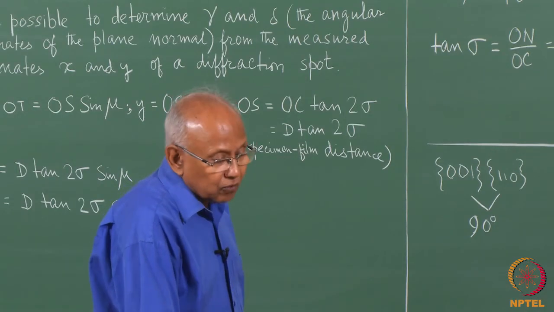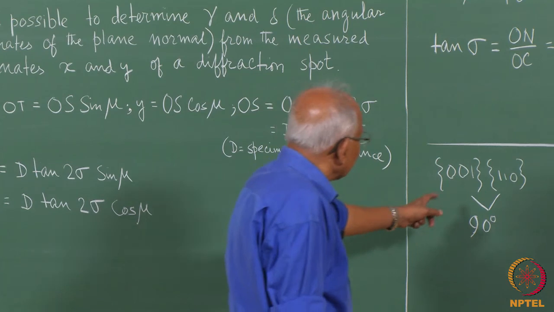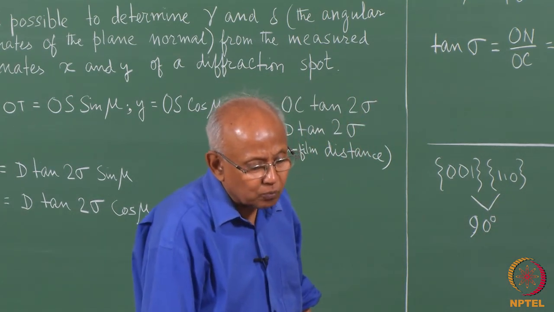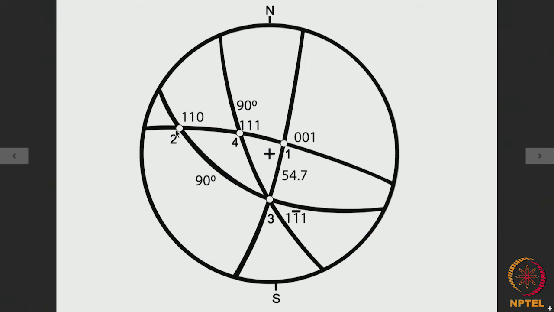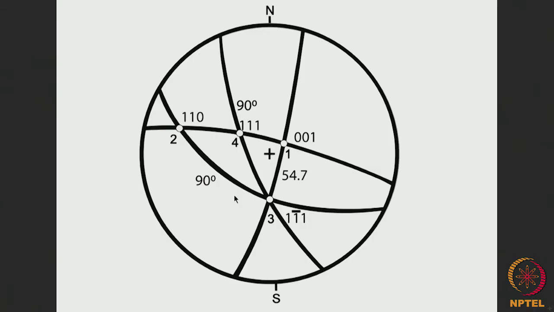Okay. So, we see that this is a case where the angle between this pole and this pole, if it is 110 and if it is 001, then it is 90 as we have measured, and between this pole and this pole, again between a 110 and a 111 plane, it is 90 degrees. So, we have written down against 1 as 001, against 2 as 110, against 3 as say 1 bar 11, whatever it is.